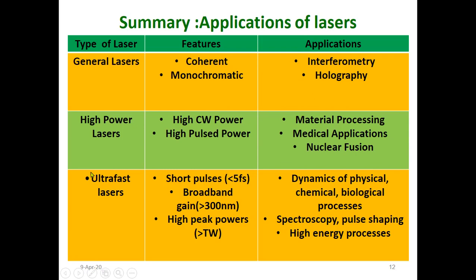Ultra fast lasers are also used, and they can be used for the dynamics of physical, chemical and biological processes. For that, we require that the pulse should be of short duration, less than 5 femtoseconds. So it is a very small pulse, but the energy of such pulses is very high. And if we need it for spectroscopy purposes or for pulse shaping, then we require that the broadband gain of the laser should be more than 300 nanometers.